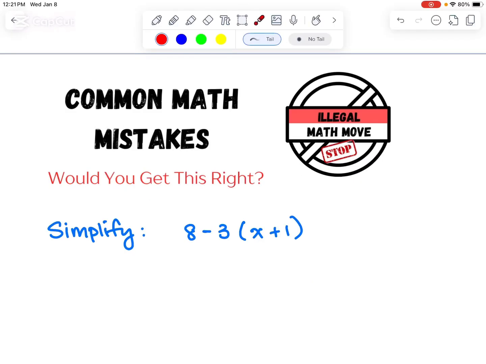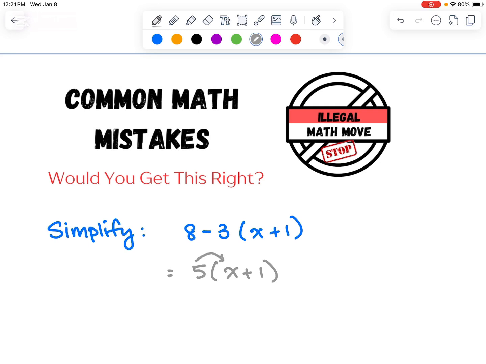Would you get this question right if you saw it? What's the mistake that I see a lot of students make? A lot of students look at this question and they've done questions like 8 minus 3, 8 plus 3 for a really long time within their lives. So they think that this part's pretty easy and they go, oh, I'll tackle that part first.